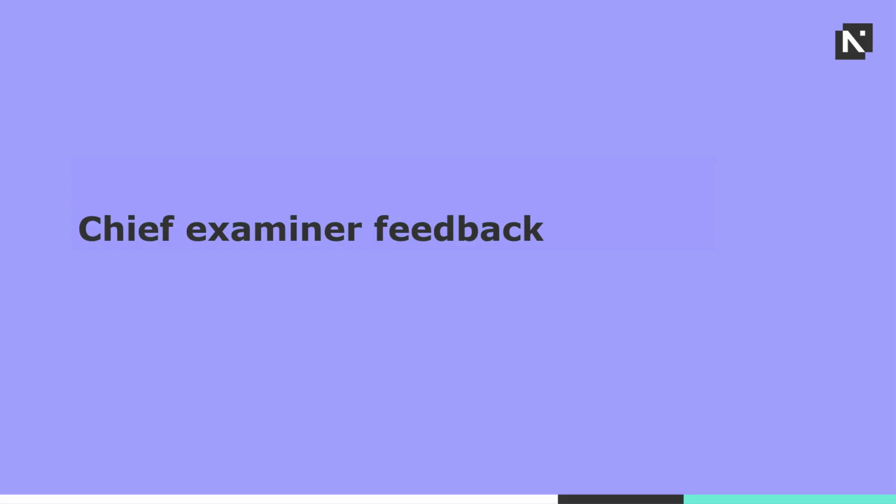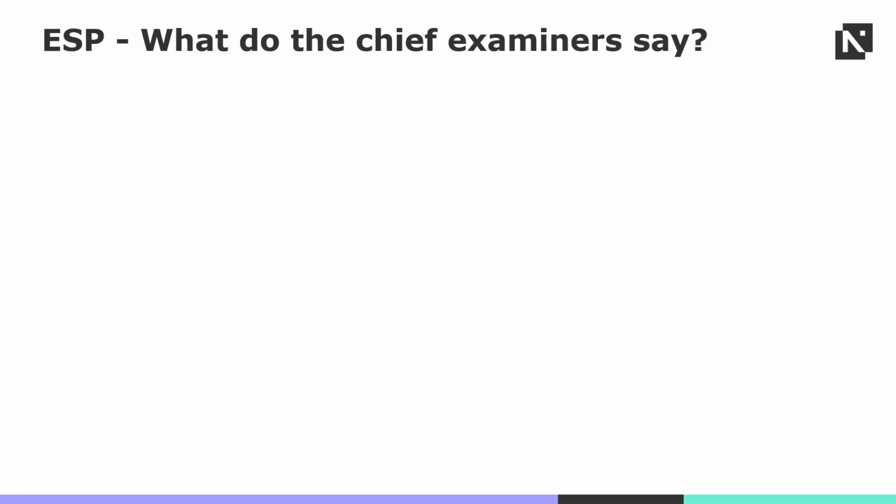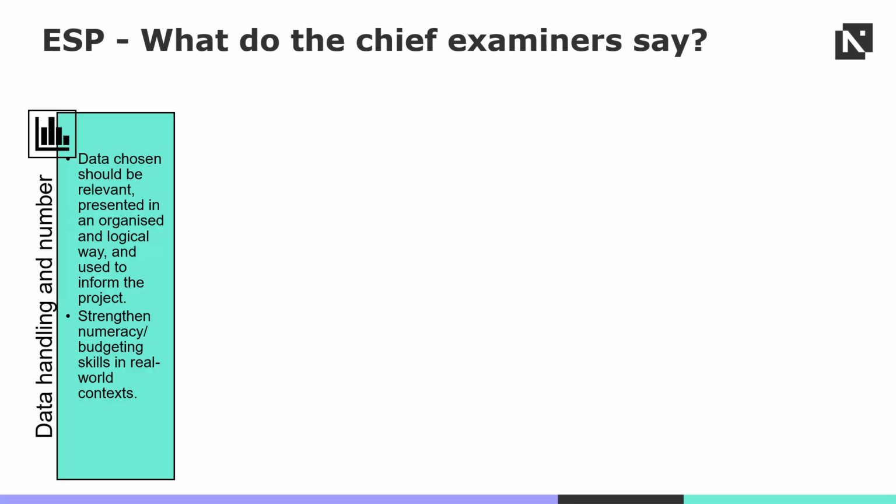So first of all, we'll start by looking at an overview of themes arising from Chief Examiner's reports across both digital support and digital business services T-levels. We'll start by looking at the ESP Chief Examiner feedback. For both the digital support and digital business services, the following areas were identified in terms of where student skills need further development. So data handling and number.